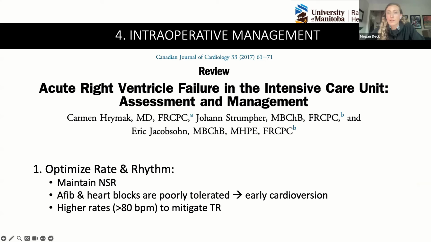So, first thing we can optimize is cardiac rate and rhythm. A dysfunctional RV should be maintained in normal sinus rhythm. Atrial fibrillation and heart blocks are not well tolerated, and so early cardioversion or defibrillation is indicated. Because acute RV failure is associated with tricuspid regurgitation, higher heart rates, usually greater than 80 beats per minute, are generally indicated, as this might reduce RV distension and TR and thus increase cardiac output.